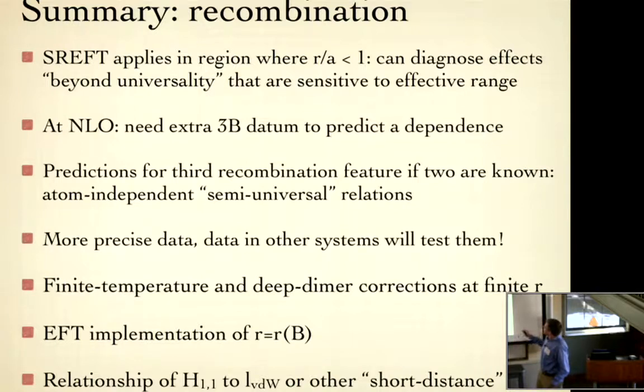So the goal here was to diagnose effects beyond universality that are sensitive to the effective range. And the point I want to make in particular is that it's not enough in this approach just to know the effective range. You also need a second three-body datum if you want to predict the A dependence. But this leads to these semi-universal relations, which are universal. Once you know A and R and the position of two features, you can predict the third feature no matter what system you're looking at.